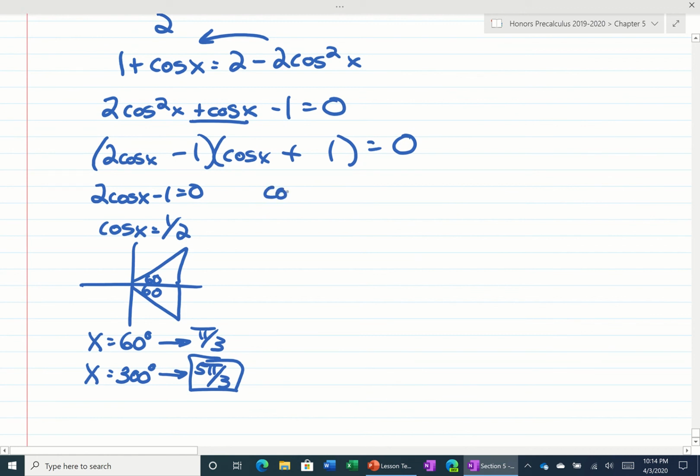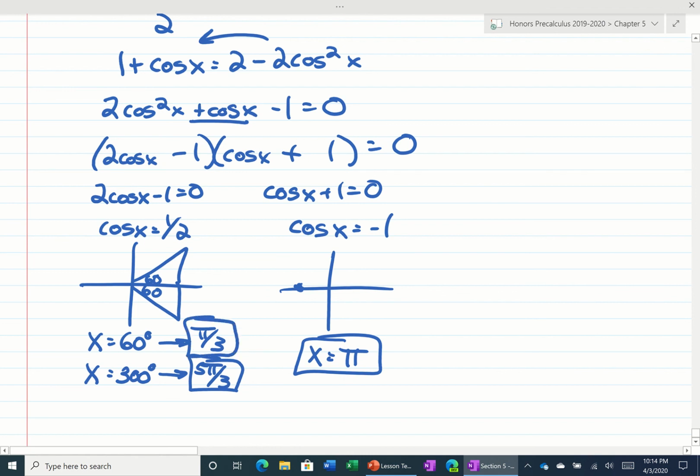And then when is cosine of x plus 1 equals 0? Or when is cosine of x negative 1? That happens right here when x is pi radians, or 180 degrees.